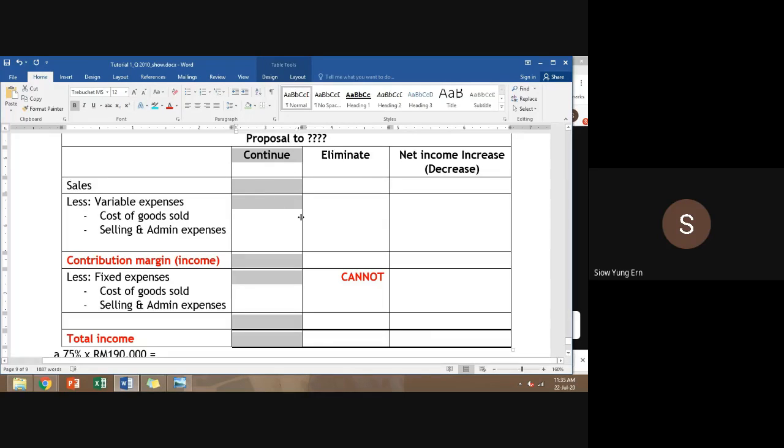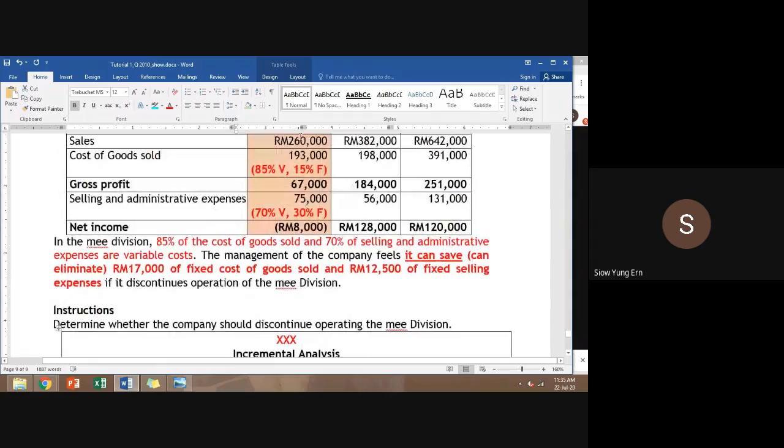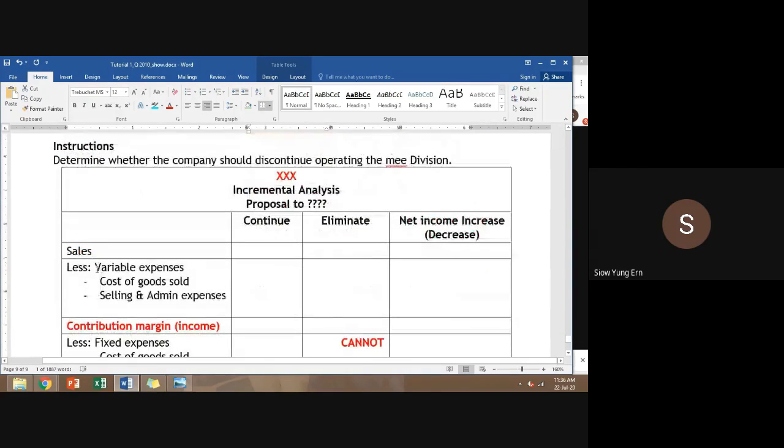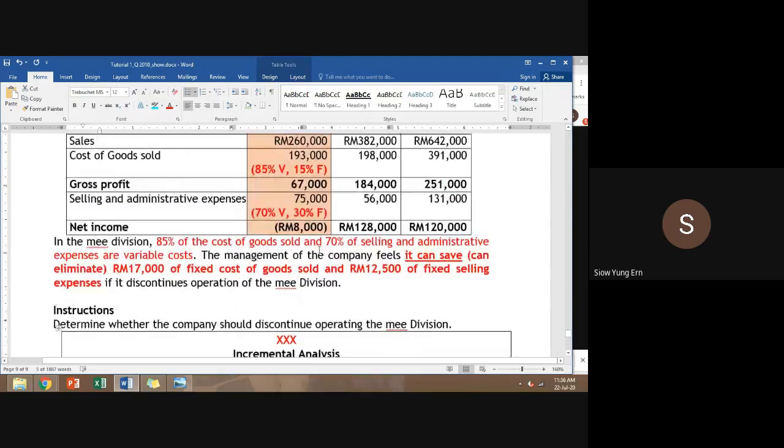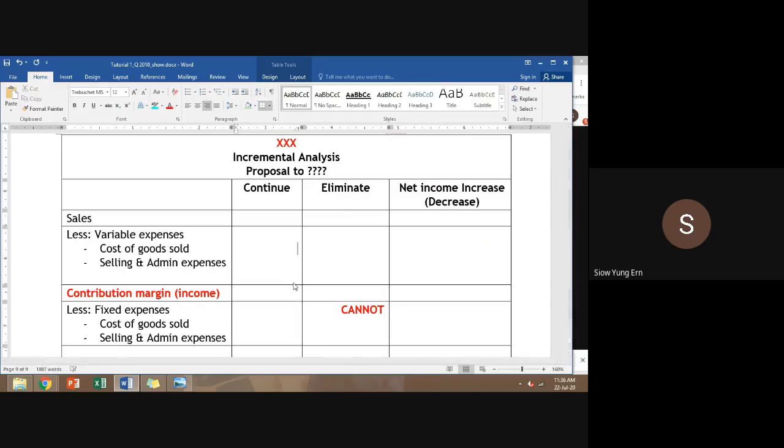Okay, 260,000, correct. You can get the amount from the top here, 260,000. Less variable cost of goods sold. Correct, 164,050. That is 85% of cost of goods sold.